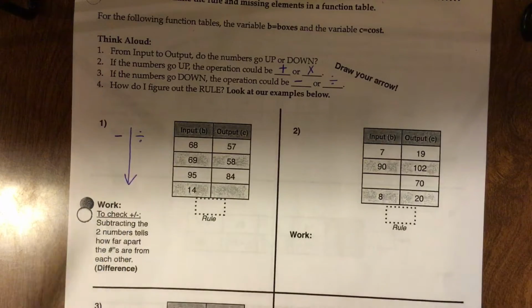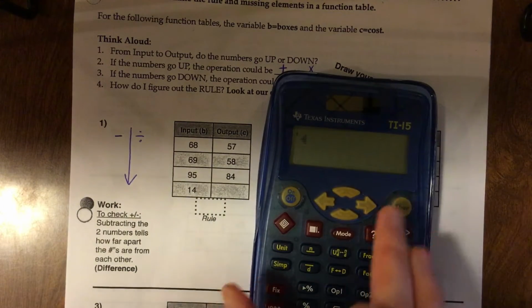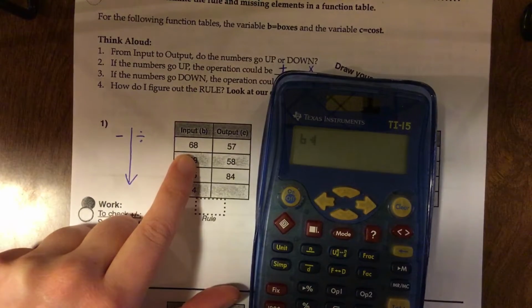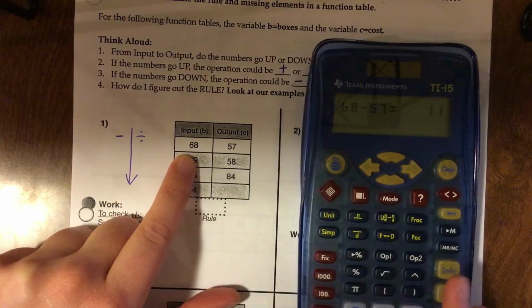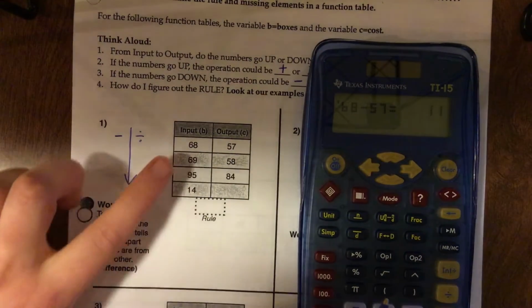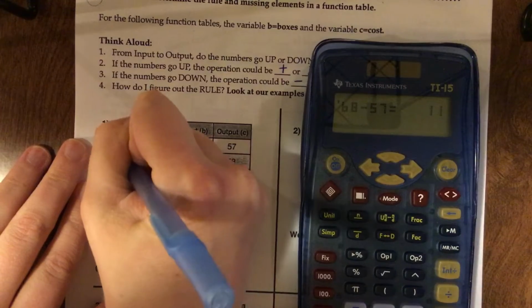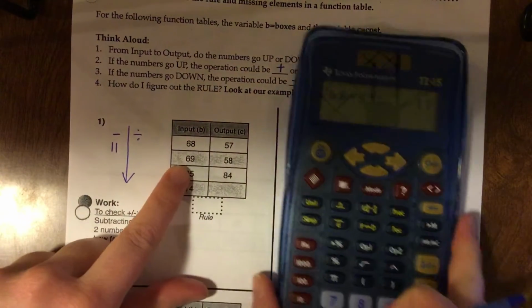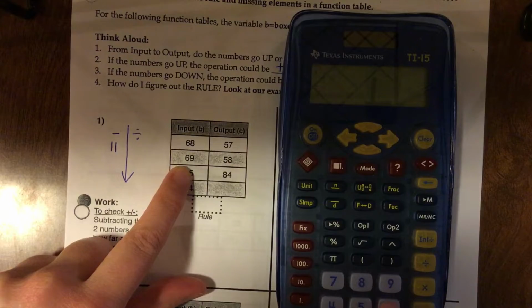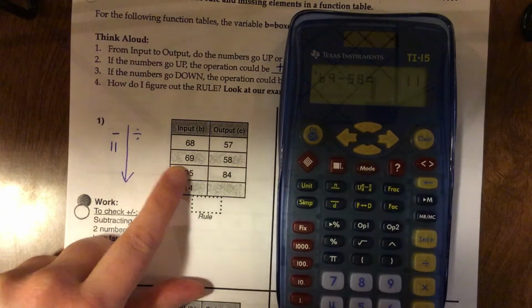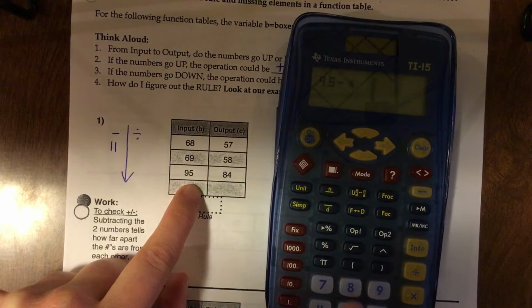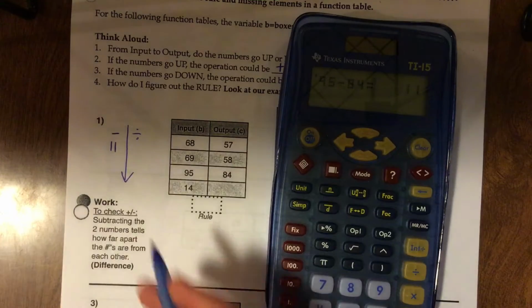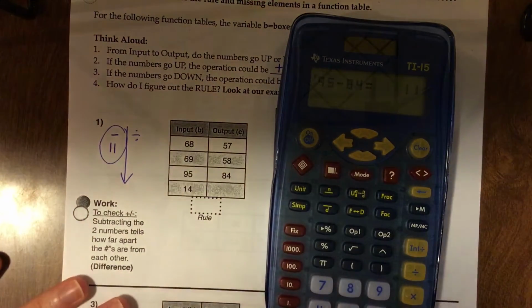So 68 and 57, my bigger number is 68. I'm going to start with subtracting. 68 minus 57, I get 11. Since I subtracted, I'm going to guess it's subtraction, but I need to see if I have a pattern by checking the next one. 69 minus 58, I get 11 again, so that's a good sign. Let me try one more time. 95 minus 84, I get 11 again. So minus 11 works every time, so that's what I'm guessing my rule is going to be.